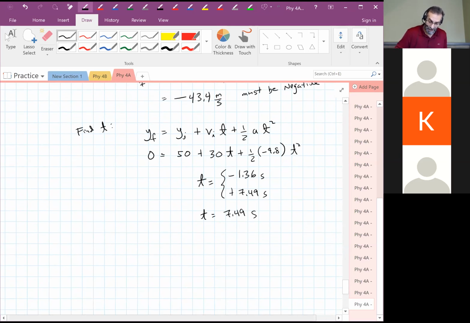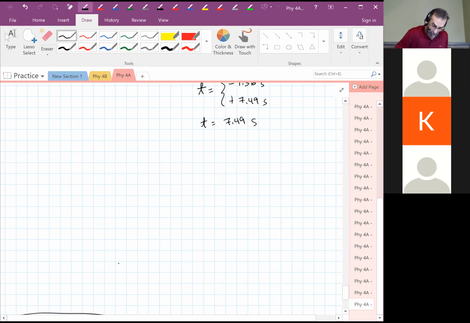Okay, so this is what we did. Let's make a little motion diagram. We've got a ball here, t equals 0. And it's going up 30 meters per second, right? Well, what does acceleration tell us? Acceleration is 9.8 meters per second squared, right? Let's just round that off. Let's just say it's approximately equal to 10 meters per second squared.